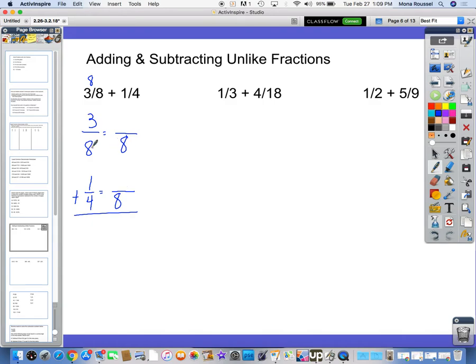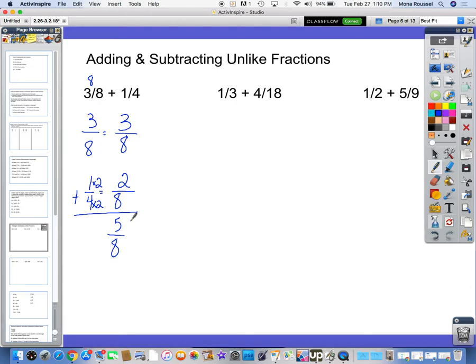Here in 3/8, if the denominator stayed 8, the numerator is going to stay a 3. So 3/8 equals 3/8. But here, in order to change fourths into eighths, we would have to multiply by 2 because 4 times 2 gives us 8. If we multiply the denominator by 2, we have to multiply the numerator by 2. 1 times 2 is 2. Then we can add the fractions since they now have the same denominator. 3/8 plus 2/8 would be 5/8.